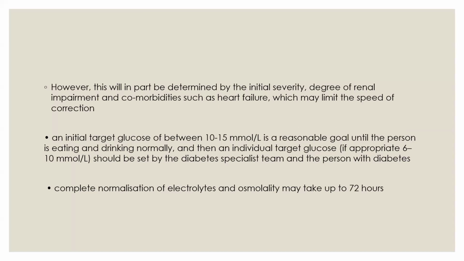However, this will in part be determined by initial severity, degree of renal impairment, and comorbidities such as heart failure, which may limit the speed of correction. An initial target glucose between 10 to 15 mmol per liter is a reasonable goal until the person is eating and drinking normally. Then an individual target glucose, if appropriate 6 to 10 mmol per liter, should be set by the diabetes specialist team and the person with diabetes. Complete normalization of the electrolytes and osmolality may take up to 72 hours.